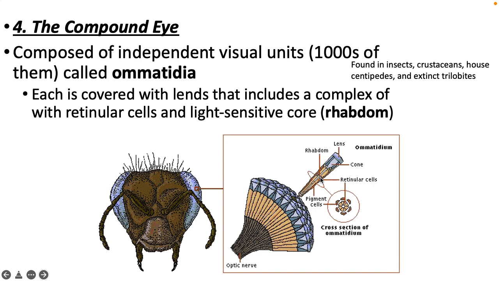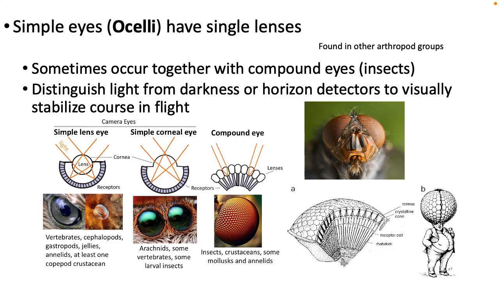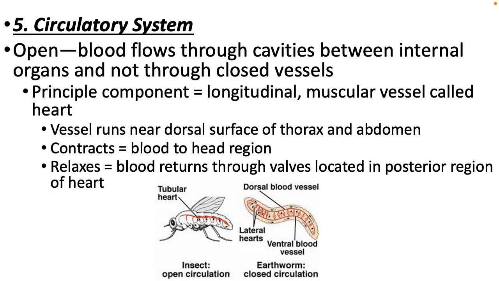There are some arthropods that have simple eyes with just a single lens. We call them ocelli. Here with this arachnid, these are simple eyes, but when you see a fruit fly or a dragonfly, it's the compound eye. The circulatory system is open, so blood flows through cavities between internal organs, but not through closed vessels. Movement actually helps to pump the blood throughout the organism.